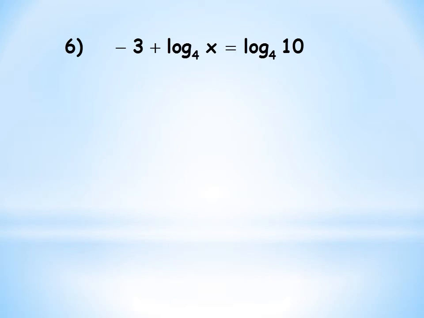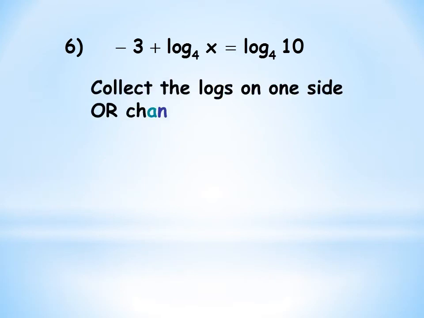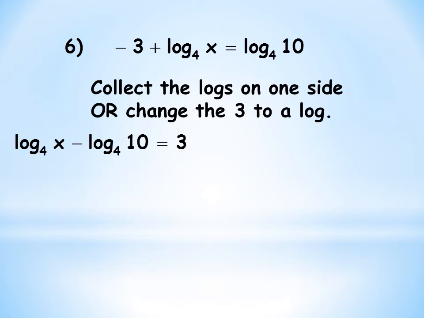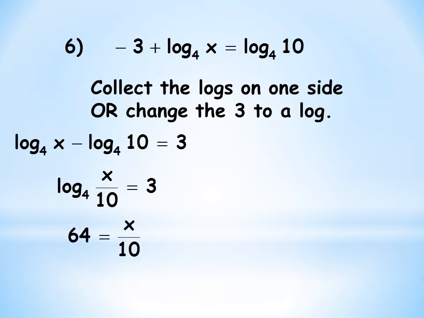All right, now there's two different ways that I could solve this particular problem. First way is I'm going to collect all the logs on one side. I will show you that one, and then I'll show you another way which you could actually change the -3, which will move to the other side of the equation to become a +3, and change it to a log. All right, so the first way is I have the log base 4 of x minus log base 4 of 10. I'm going to just bring the log base 4 of 10 over and the -3 to the other side. I can change this subtraction to division, write in an exponential form, and solve.